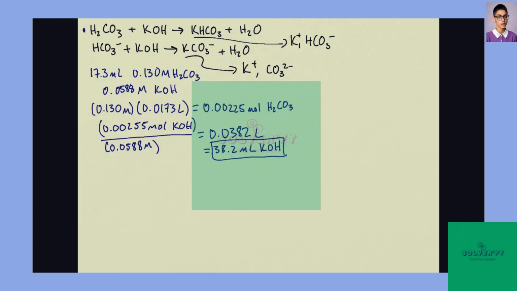So all we have in the solution is KHCO3 and water. So if we look at a reaction between the two, HCO3- is how it will exist in solution with water. Here on the right we have H2CO3 and OH-. Then from here we can set up our ICE table.